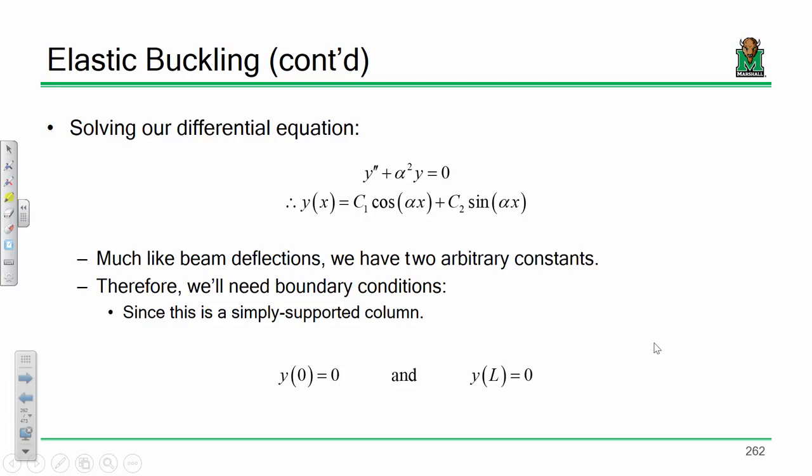Now, here's my column. I'm taking my column and loading it in compression. But remember, this was pinned and this was pinned, and so it's going down like this. I propose that if the deflection is left to right, the deflection at the bottom of the column and the deflection at the top of the column is 0. So remember, I've got two unknown constants. I need two equations to solve for those constants, two boundary conditions. And so here are my two boundary conditions.